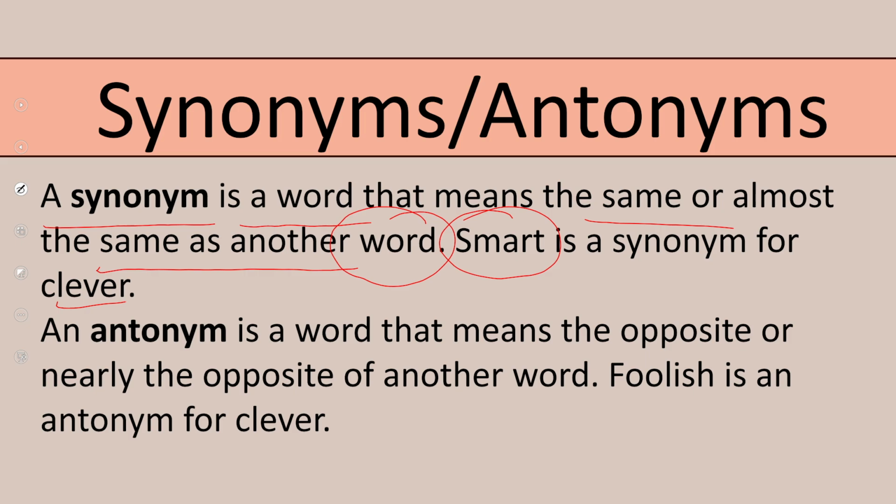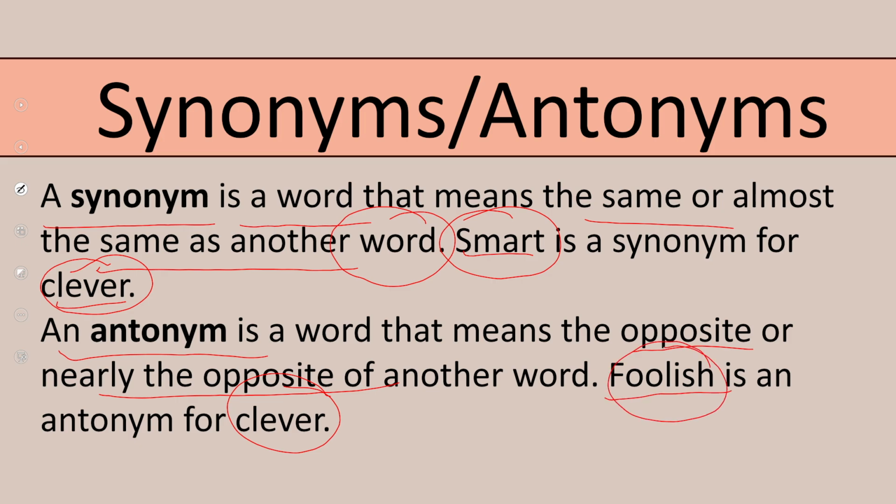So it means that I have freedom to choose either the word smart or clever because they give the same meaning, but they are different words. This is a synonym. And an antonym is a word that means the opposite or nearly the opposite of another word. For example, if I have the word clever, what will be the opposite of the word clever?